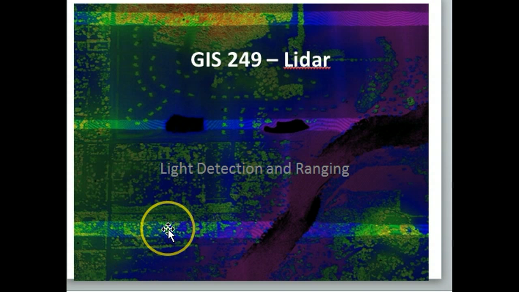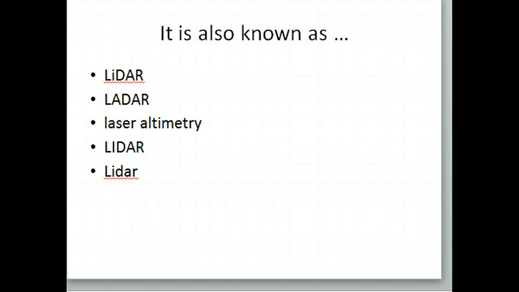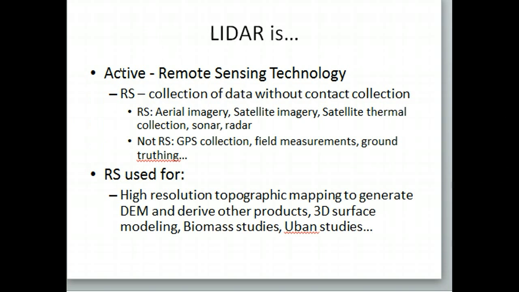Lidar stands for Light Detection and Ranging. You can see it written in a lot of different formats. I have not found what is the correct way to write this. I've seen it with a little I and a capital DAR. I've seen it as all caps. I've seen it called laser altimetry. I went to the USGS, I went to Esri. There does not seem to be a consistent way to call this type of data. But anyway, that's what we're working with.